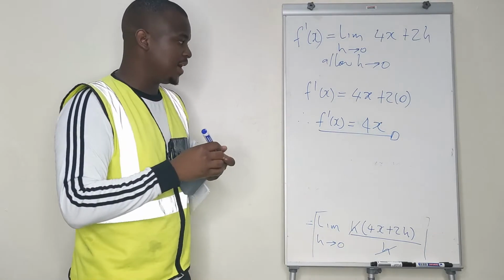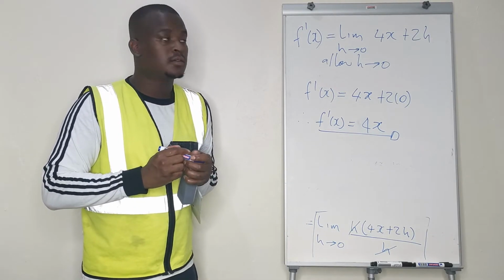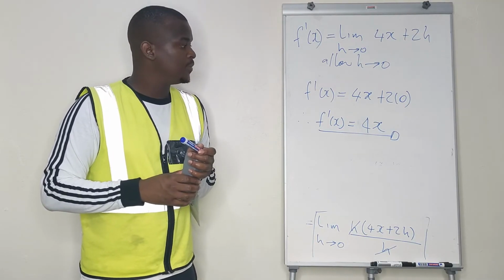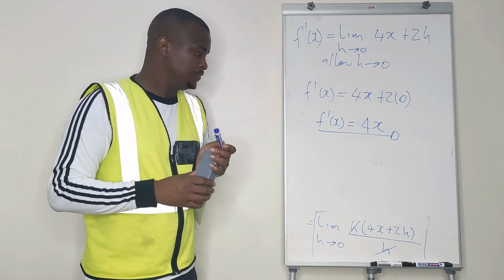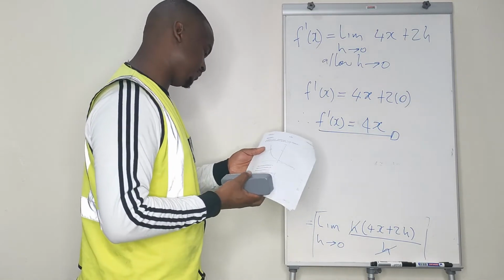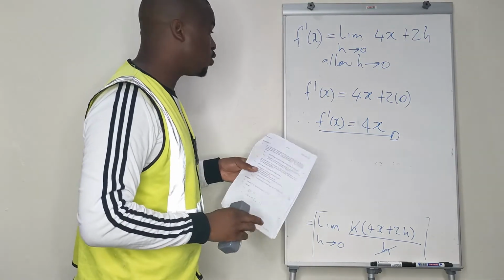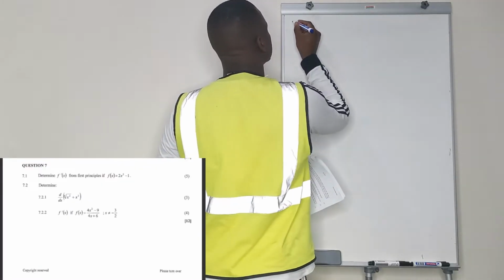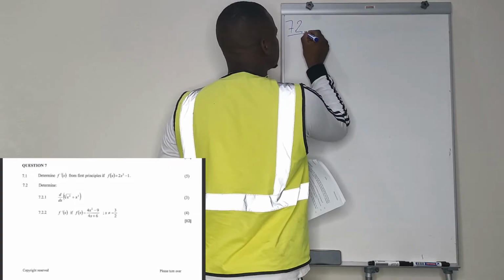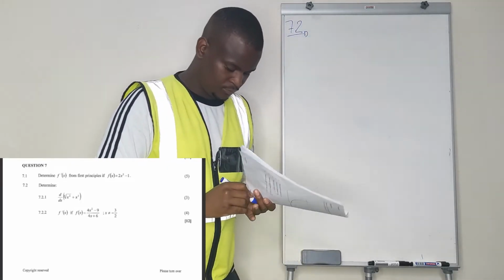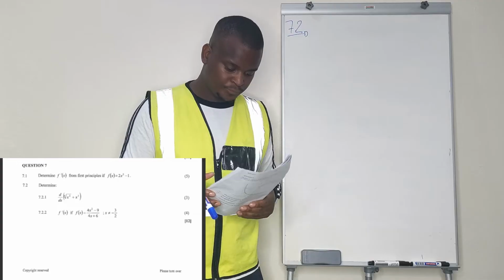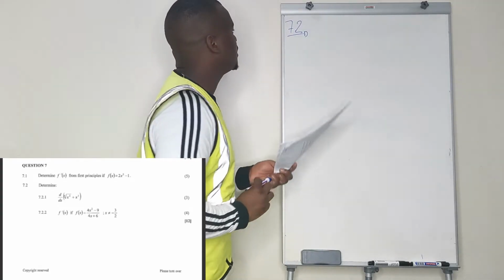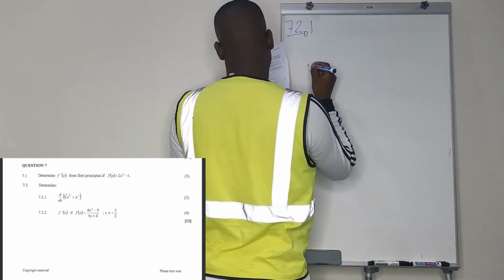So here is your f prime at x using the definition. I hope this is clear. So let's go to 7.2. Determine. So 7.2.1.